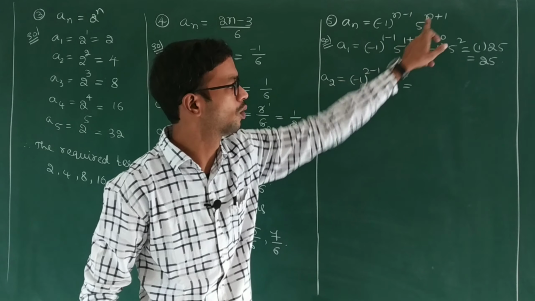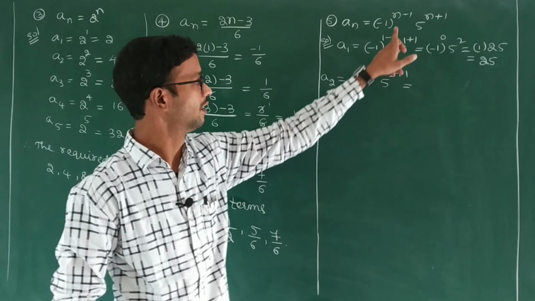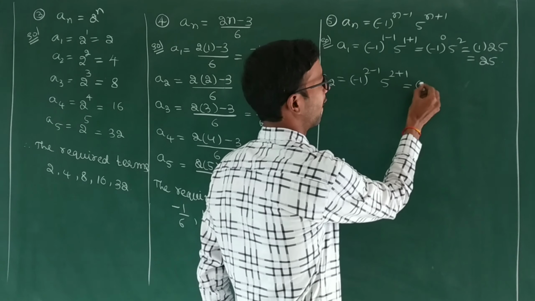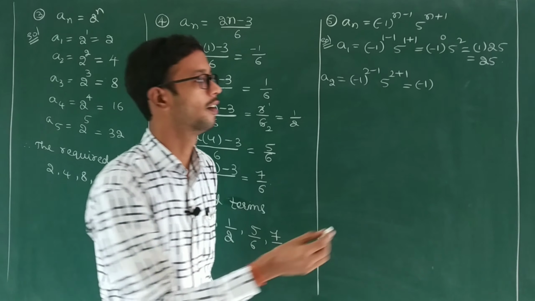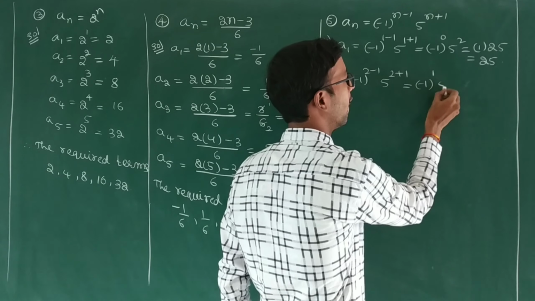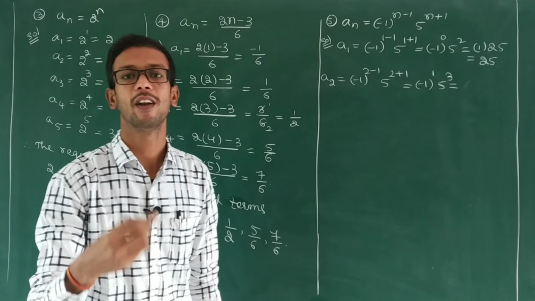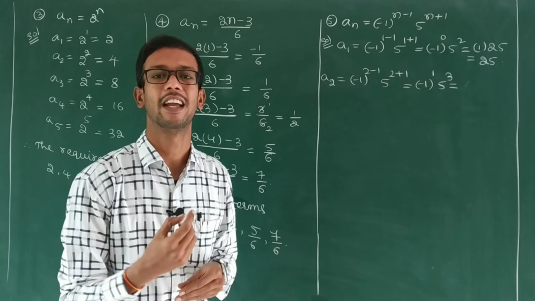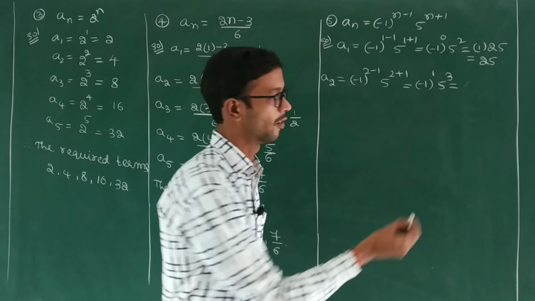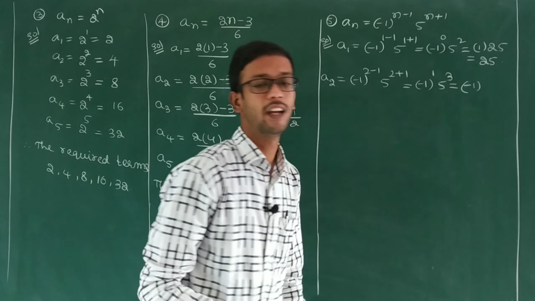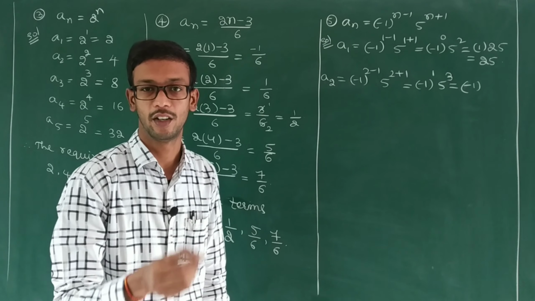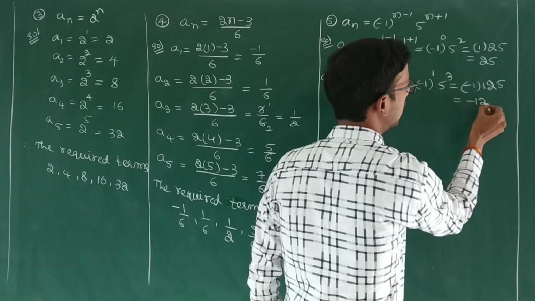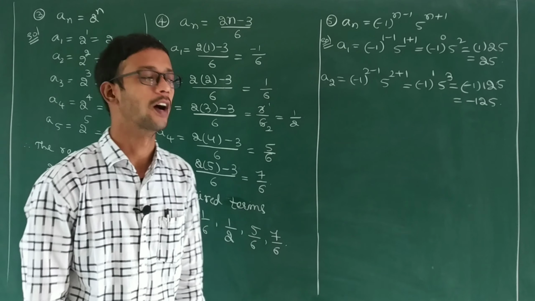Next, a2: minus 1 power 2 minus 1, 5 power 2 plus 1. I am just substituting n equal to 2, not doing anything extra. Minus 1 power 1 and 5 cube. Any number power 1 is that same number, so minus 1 power 1 is minus 1. 5 cube: 5 fives are 25, 25 fives are 125. So this becomes minus 125.